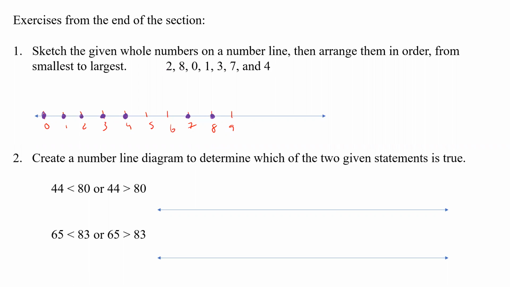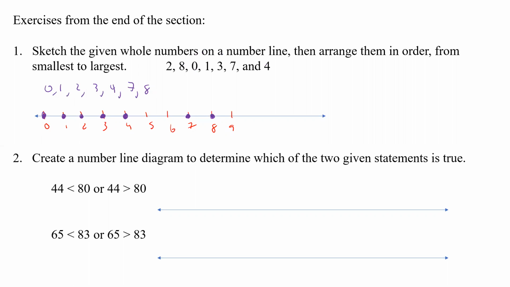And now we're supposed to arrange them in order from smallest to largest. Remember, the smallest numbers are going to be on the left, the largest ones are going to be on the right on the number line. So we can just say, okay, ordering them from left to right, we get 0, 1, 2, 3, 4, 7, and then 8. But once we put it on the number line, we can just look at the dots and write it immediately, directly, and not have to worry about anything.